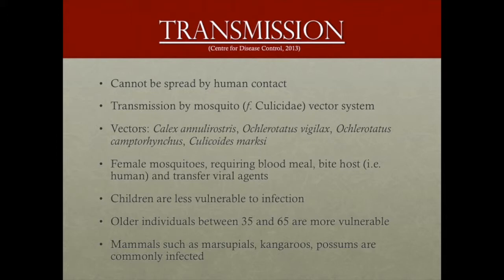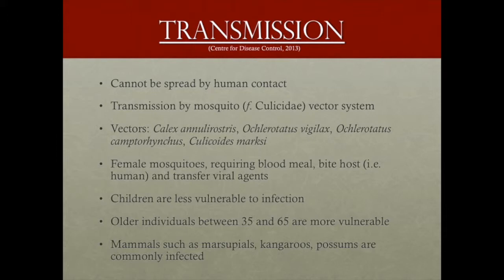Specifically, Culex annulirostris, common banded mosquito, Ochlerotatus vigilax, salt marsh mosquito, Ochlerotatus camptorhynchus, southern salt marsh mosquito, and Culicoides marksi are carriers of the infection.